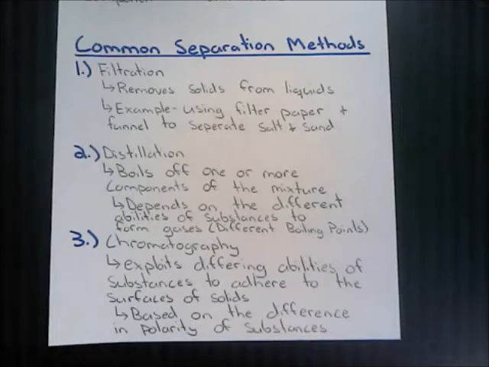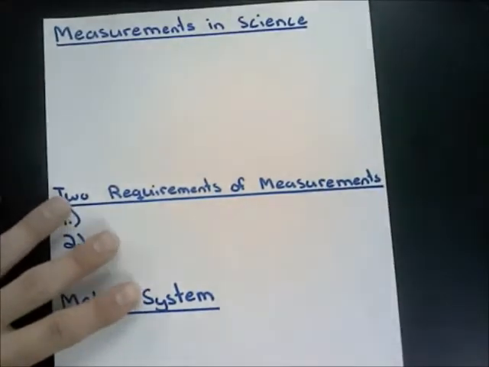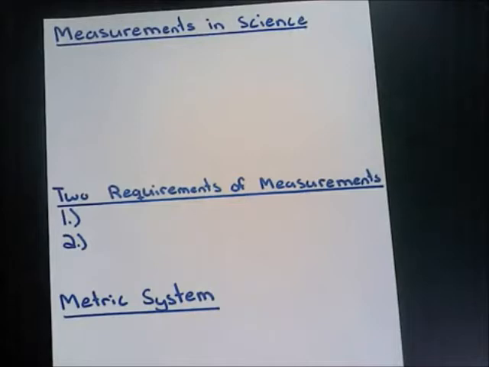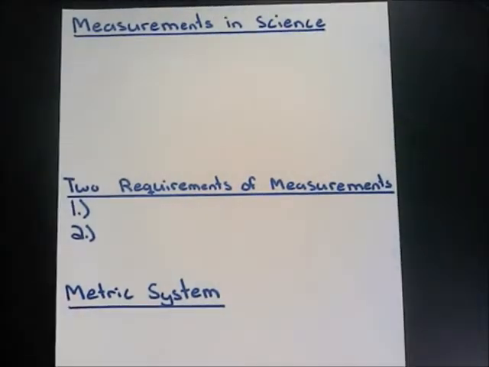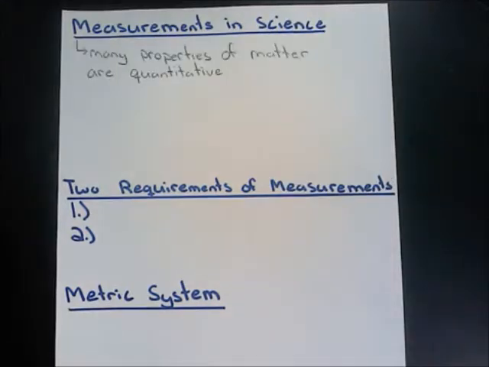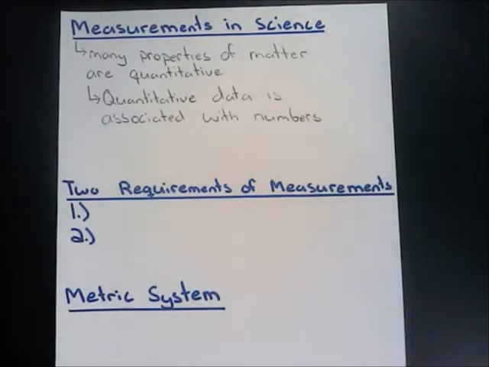the lab environment. So what we're going to do here is we are going to transfer to what type of measurements that we use in the lab for chemistry. So with measurements in the lab, there are many properties of matter that are quantitative. And so what we have to remember is that quantitative data is associated with numbers. And so that means to get a quantitative data, we're going to have to make some measurement.